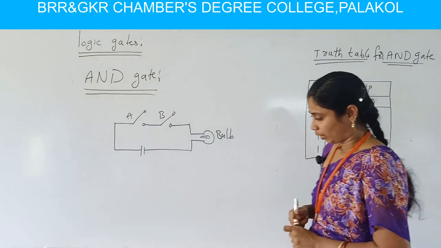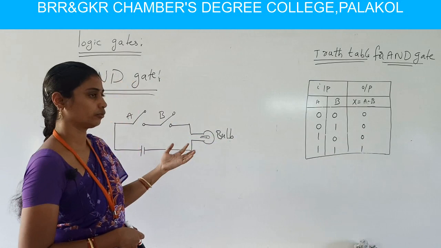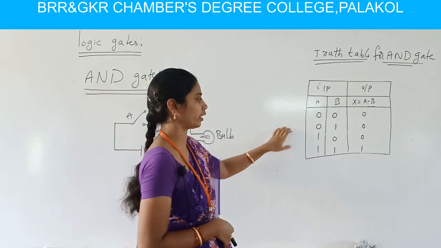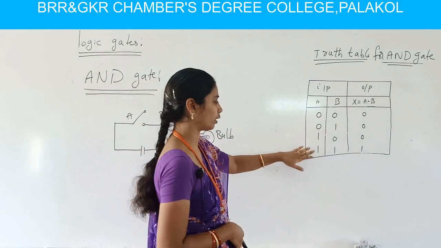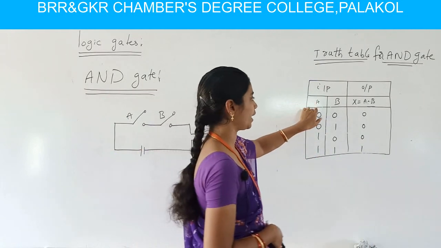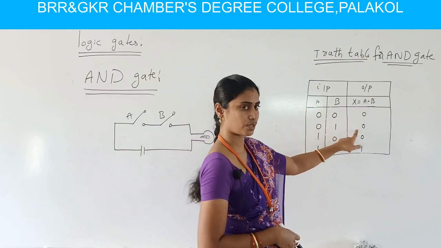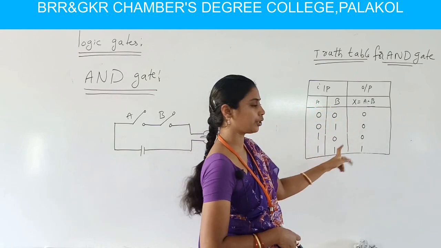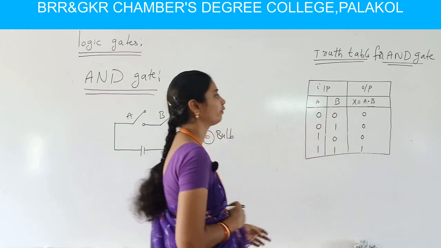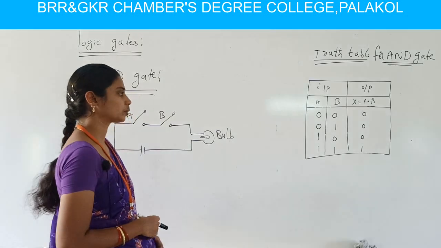By applying the variables, we considered four cases: 00, 01, 10, 11. The truth table for the AND gate is as follows. A, B: 0 dot 0 is 0, 0 dot 1 is 0, 1 dot 0 is 0, and 1 dot 1 is 1. So this is the binary product of the AND gate. By the switches we can explain it.